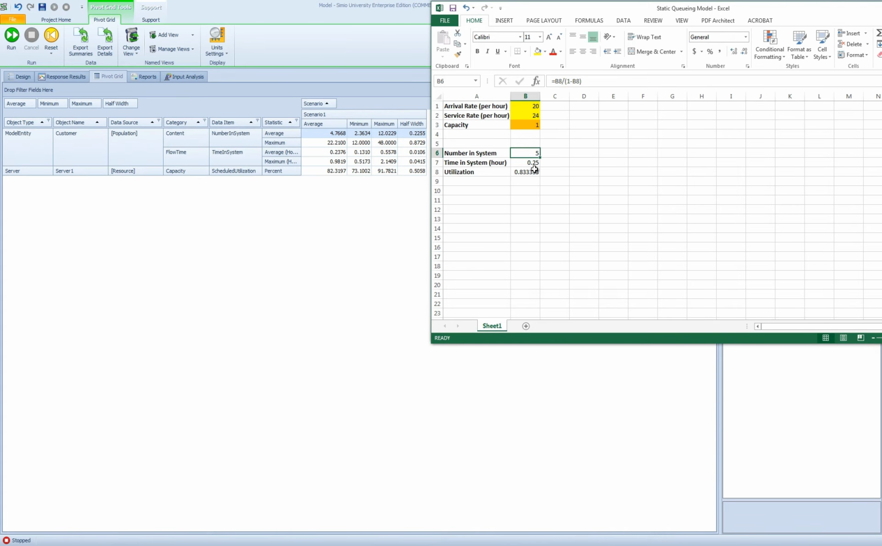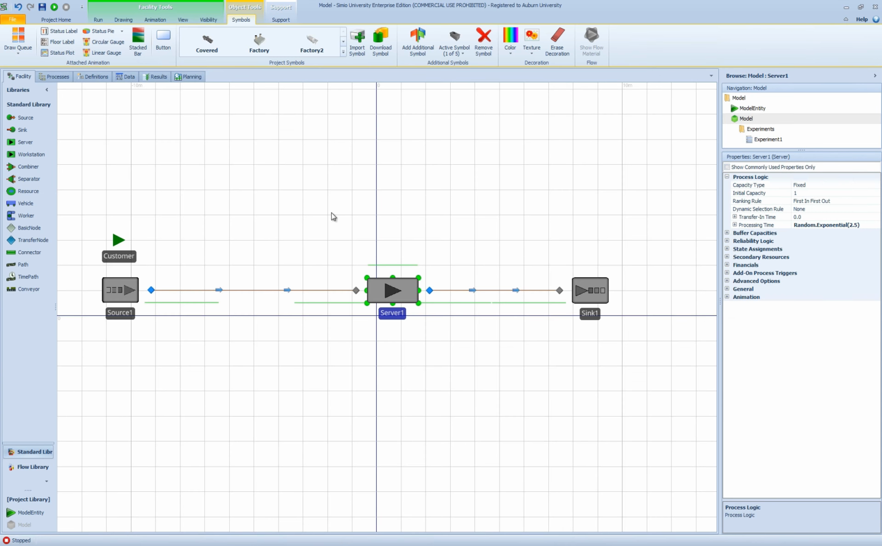So there seems to be a bias that makes these two values smaller than their expectation, and that's really because we start the model in an empty state. So when we run the model, the first few entities really don't spend any time in the queue because we start with an empty system. So we have this initial bias that we call initial transient, and we'll go over this concept later on.